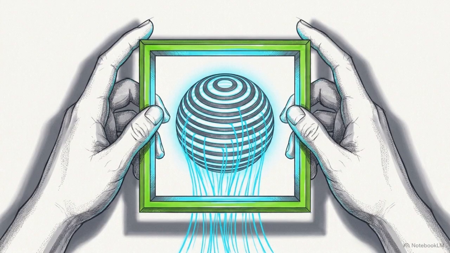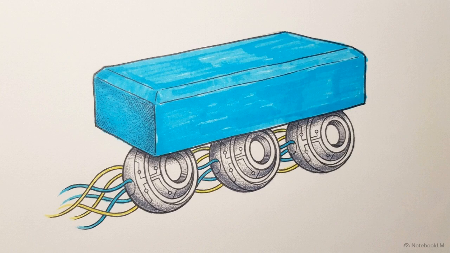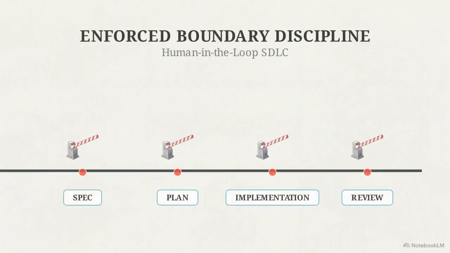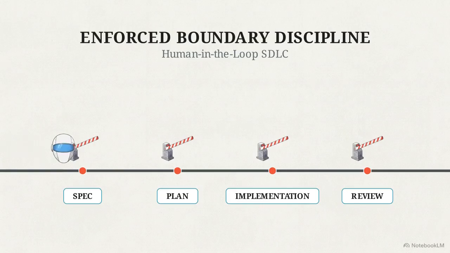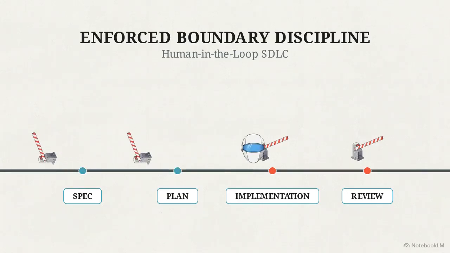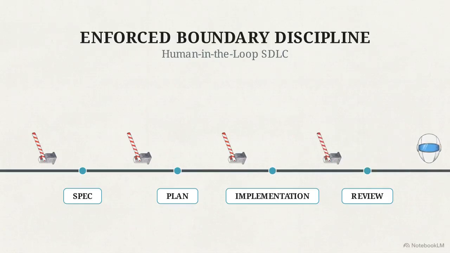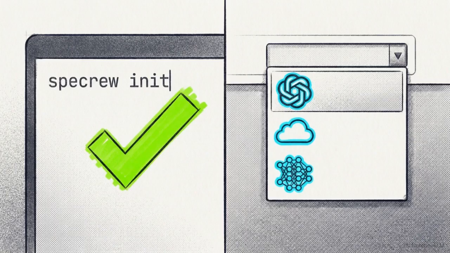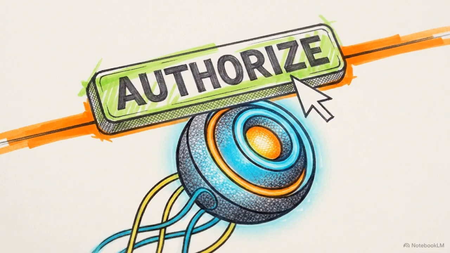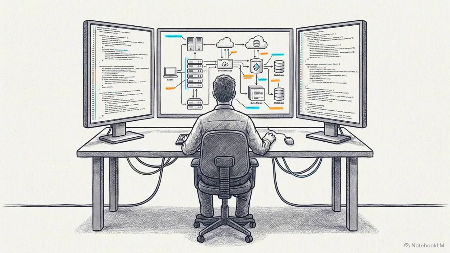Solving this requires enforcing discipline around the models we already have. Specrew addresses this by acting as a methodology governance layer for AI agents. It forces the AI to follow a structured pathway with explicit stops for the spec, the plan, the implementation, and the review. By the end of this video, you will know how to initialize a Specrew project, start an AI session using the host of your choice, and master these explicit decision boundaries. Governance allows you to remain the architect of the software while delegating the raw typing to an AI team.